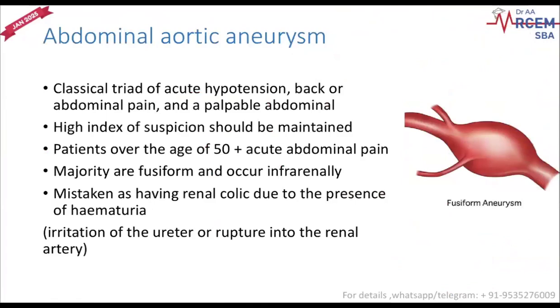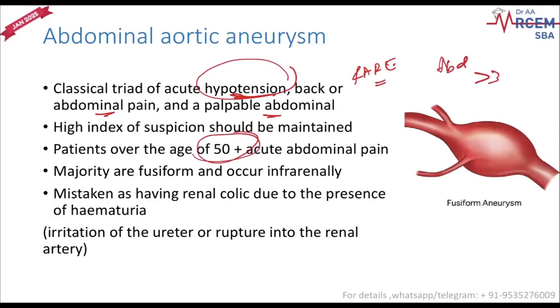Classically, if at all a classical presentation is there, which is very rare, they can present with a triad of low blood pressure with back pain or abdominal pain and a palpable pulsatile abdominal mass. Most of the time, this classical feature is not seen. So whenever a person presents with lower back pain or lower abdominal pain in the 50 years and above age group, always do a bedside ultrasound scan looking for the abdominal aorta diameter. More than 3 centimeters, label it as an aneurysm.